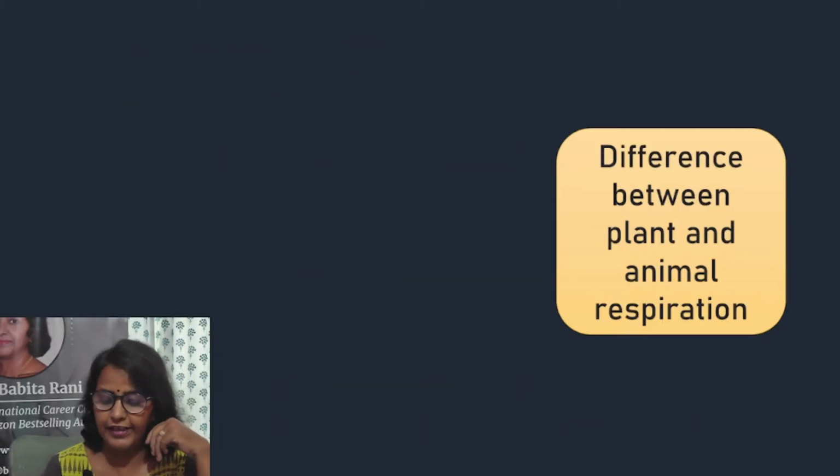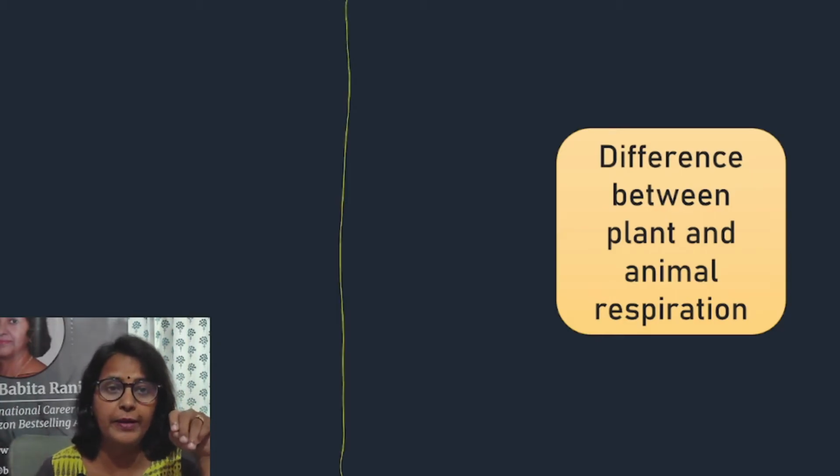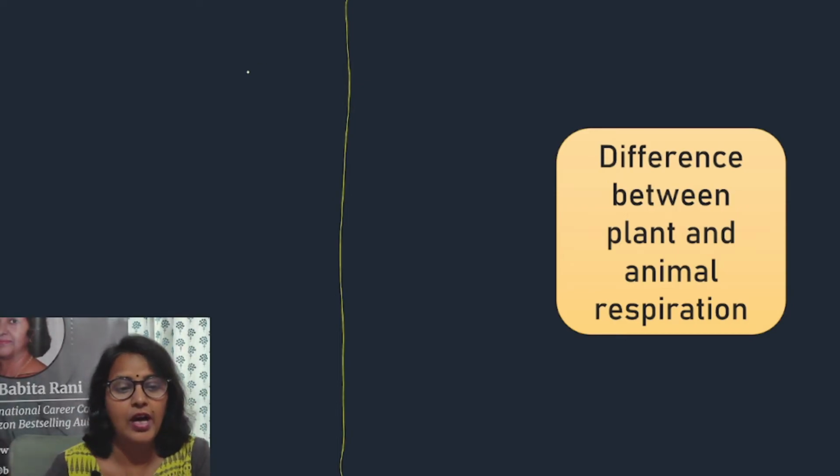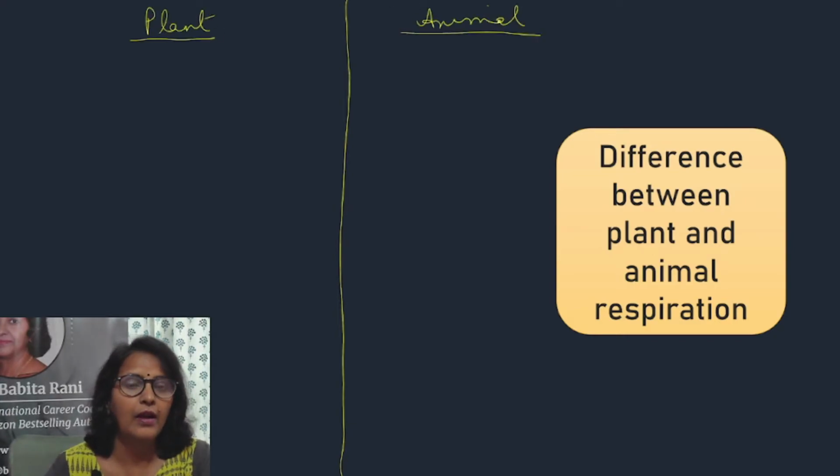Now, what is the difference between plant and animal respiration? Remember, both of them take place throughout the day, that is during day also and during night also. But in the case of plants, what happens? No specific organ is there.